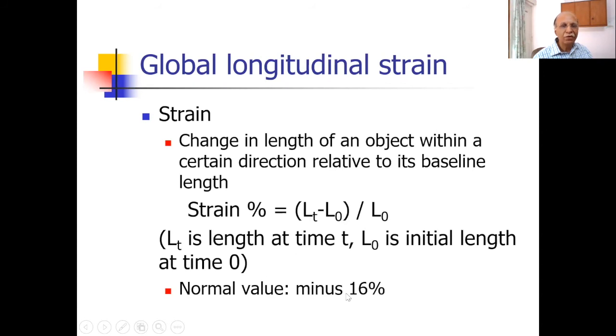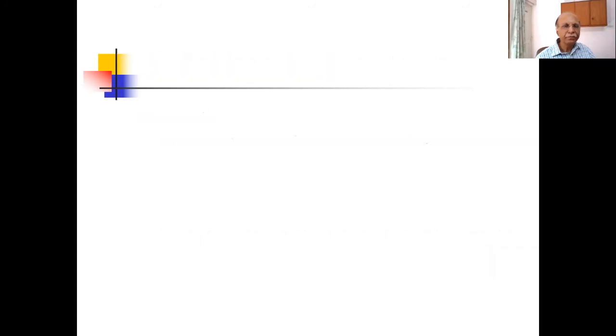The normal value is -16 because the longitudinal fibers constrict and the length decreases after the contraction. Therefore, you get a negative value. Anything more than -16, such as -18 or -20, is considered normal, and less than -16, such as -14, would be considered as LV dysfunction.